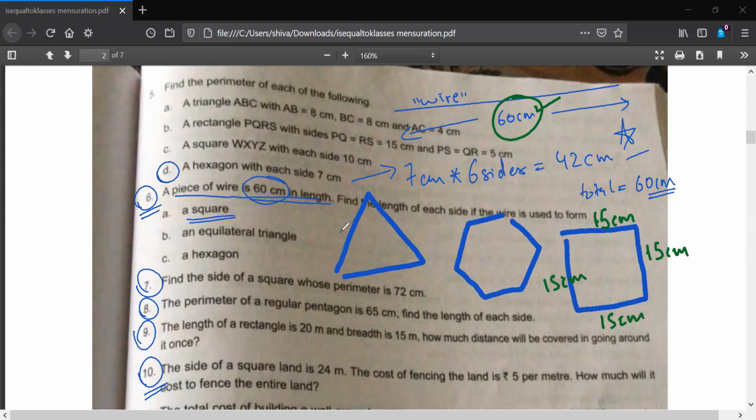Okay. So what should be each side of this equilateral triangle? 60 divided by 3. Shabash. It will be 20, 20, 20. What would be each side of this? 60 divided by 6. What would be the answer? 10. Very good. So each side would be 10. Any doubt? No, sir. Nice.